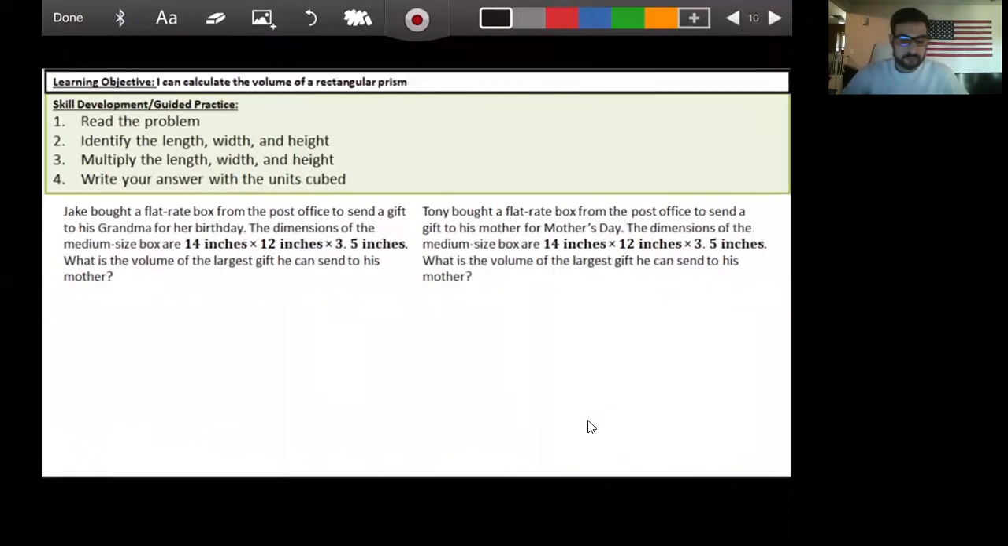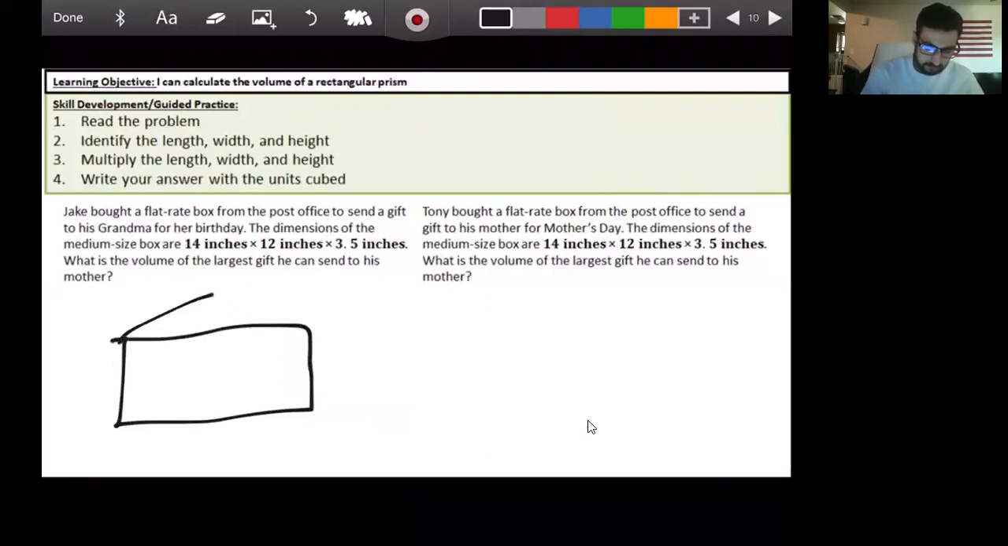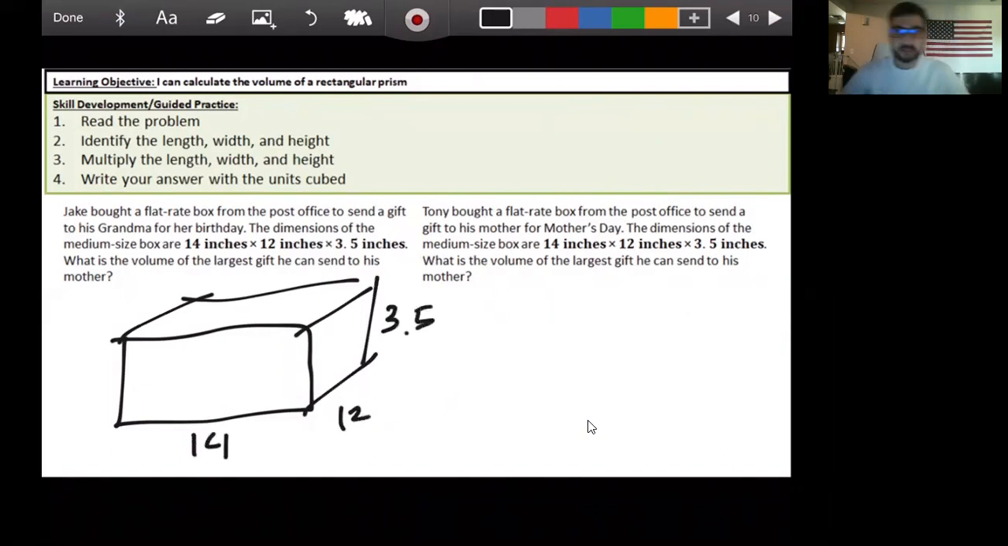All right, so moving on. Jake bought a flat rate box in the post office to send a gift to his grandma for her birthday. The dimensions of the medium-sized box are 14 inches by 12 inches by 3.5 inches. What is the volume of the largest gift he can send? So how much can he actually put in here? I'm going to draw a box to help me out. It's 14 inches by 12 inches by 3.5 inches. What is the maximum volume he can hold here?